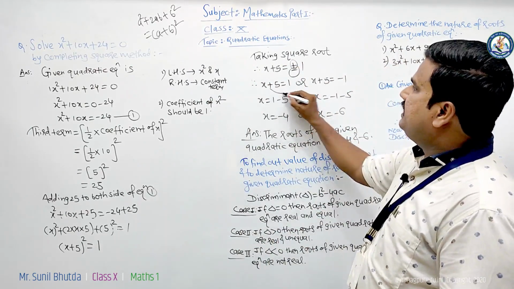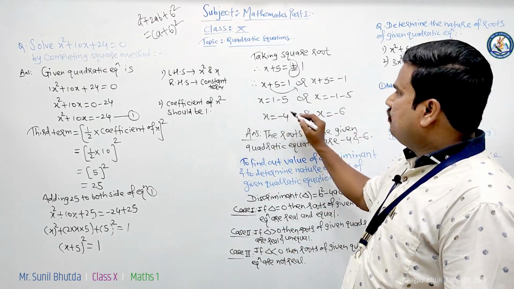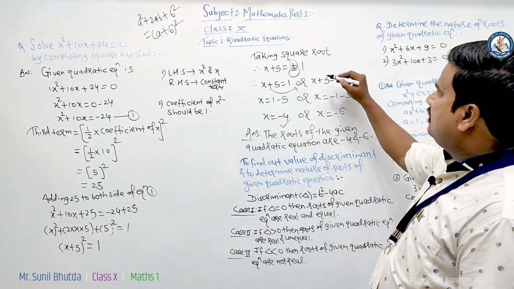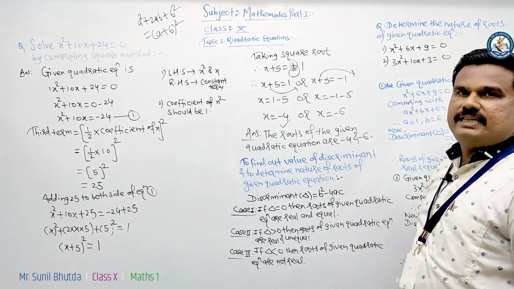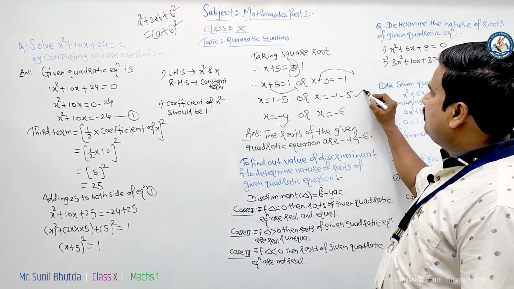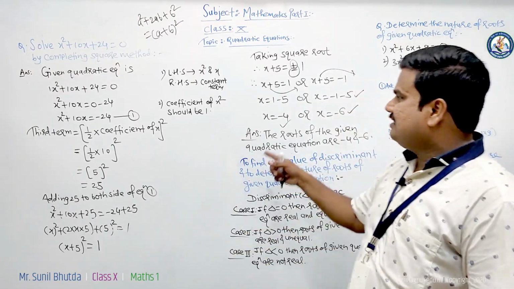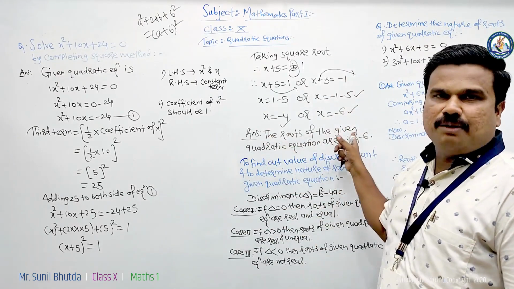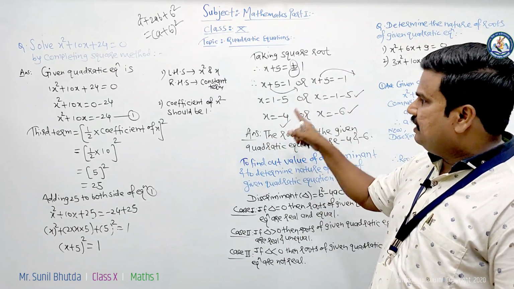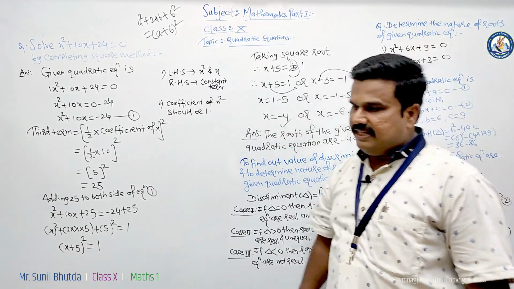Transfer plus 5 to right hand side. X equal to 1 minus 5. X equal to minus 4. See here. Now transfer plus 5 to right hand side. X equal to minus 1 minus 5 and minus 1 minus 5 will be equal to what? Minus 6. Lastly, write the answer. The roots of the given quadratic equation are minus 4 and minus 6.